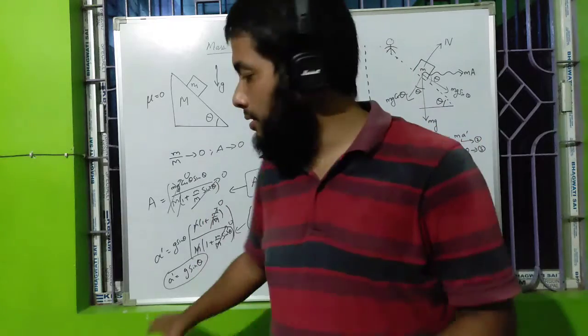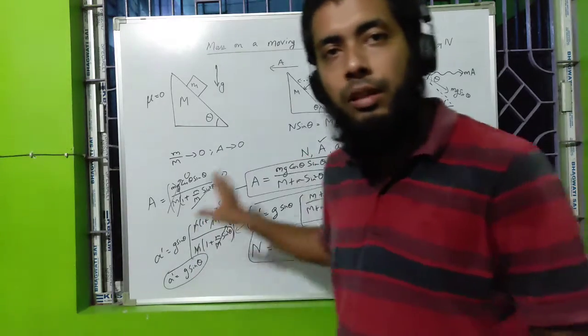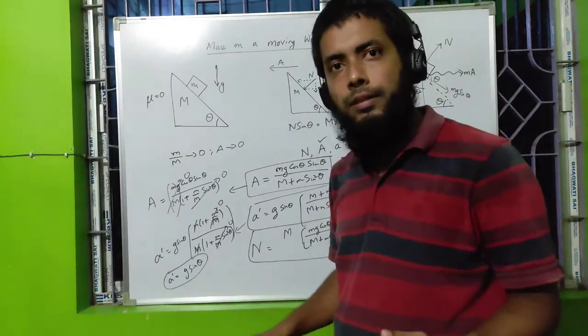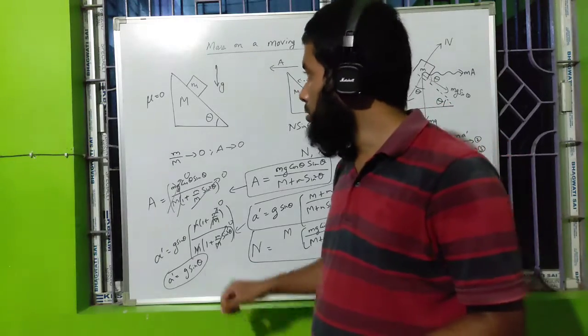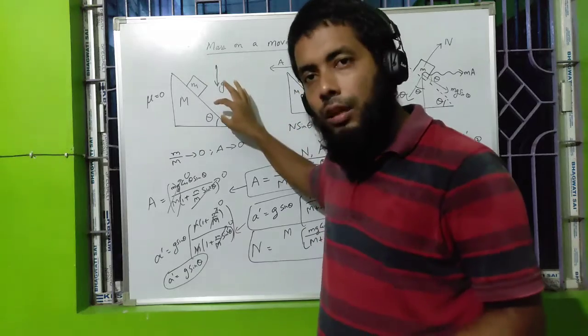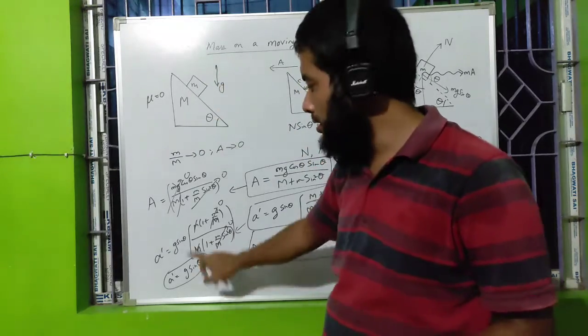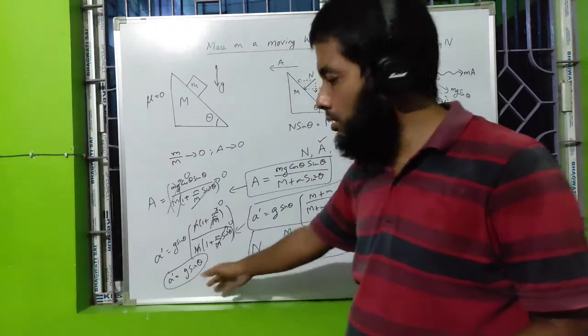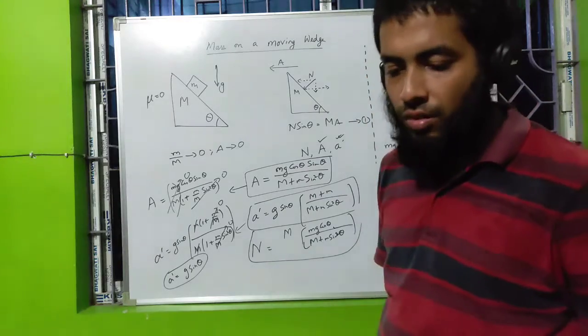And this, if you remember, when I began this problem, as a warm-up exercise, I asked you if this mass was fixed, and if this m was moving downwards, what should be the acceleration? This is what we found out. So you can see here, we got the same value again.